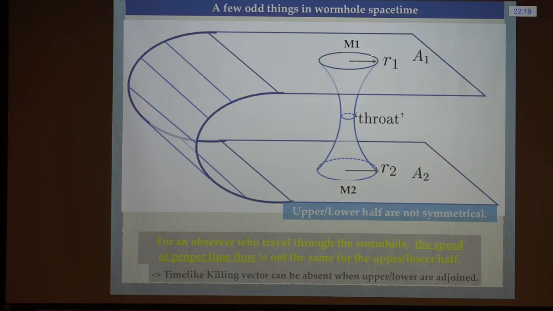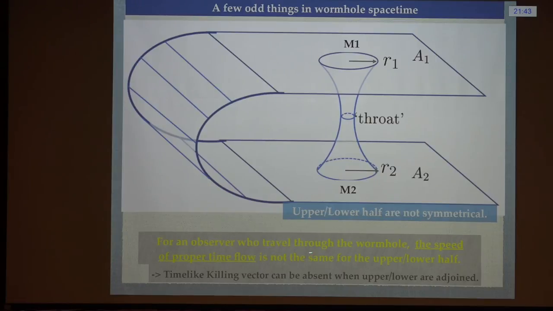Because a wormhole is an object, but there are two asymptotic regions, the two are not symmetrical. Therefore, the ADM masses M1 and M2 of the wormhole are not the same, and the radial size may not be the same. Then, if A1 and A2 are separated, there is no problem. But if the two are connected, it makes some problems. We need to think of some more things.